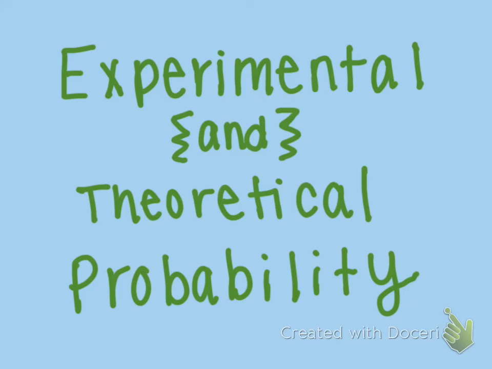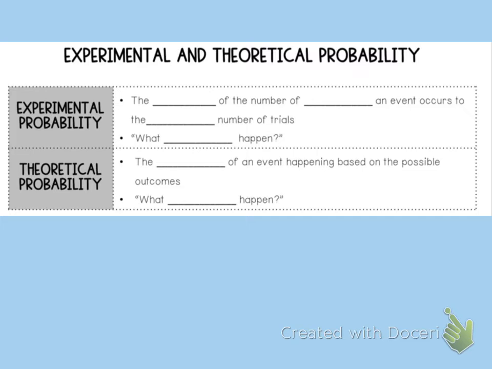Okay, so we've talked about sample spaces, we've talked about simple and complement probability, and now we're going to talk about experimental and theoretical probability. So experimental probability is when the ratio of the number of times an event occurs to the total. So we can still write this as a fraction, the number out of the number. So this would be the number of times out of the total. About what, and then what does happen.